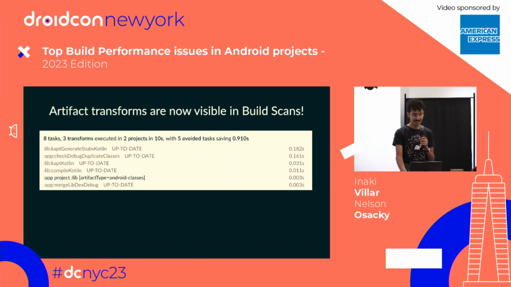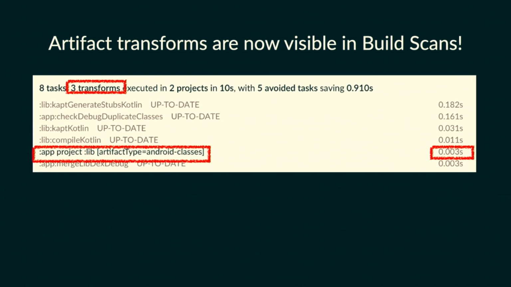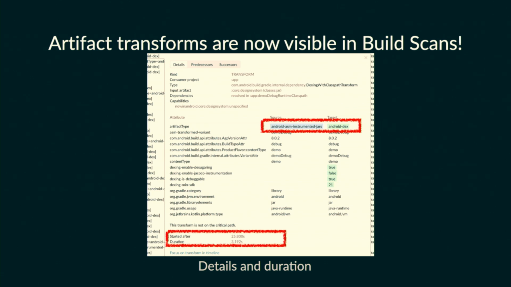So what does this look like? In build scans, in the top corner, it has a thing that says number of tasks. Now it also says number of transforms. And transforms look like that. They have the artifact type down there, and you can also see how long those things took. When you click on that in the timeline, you get the details. You see the requested type as well as the target type for that transform. In this case, we're transforming ASM instrumented jars into Android DEX, and you can see how long that transformation took.